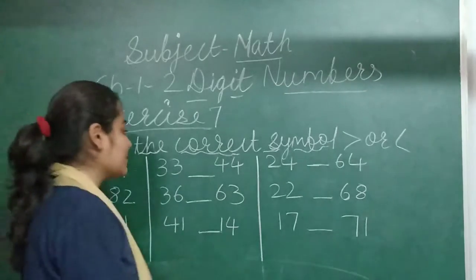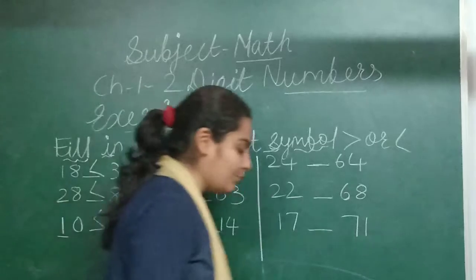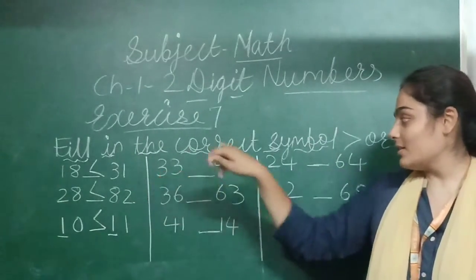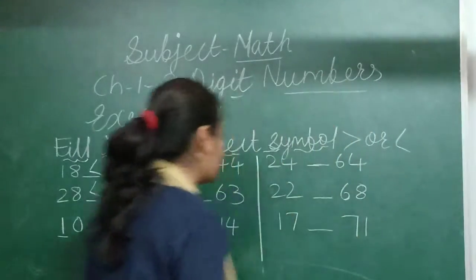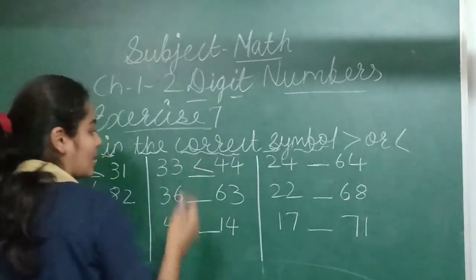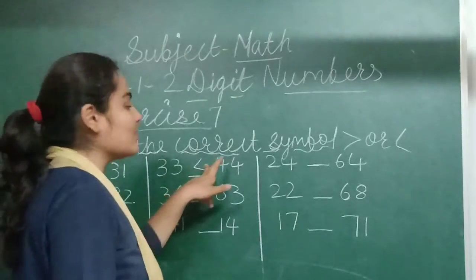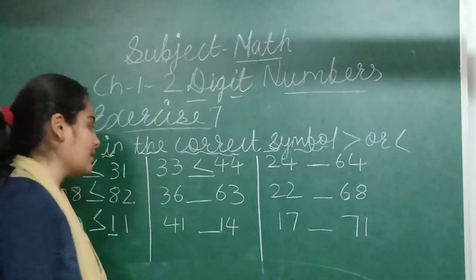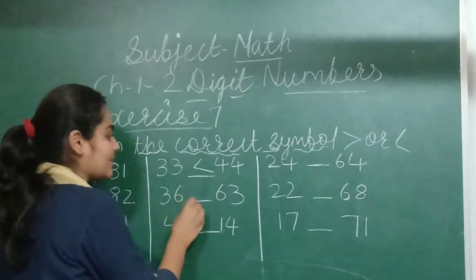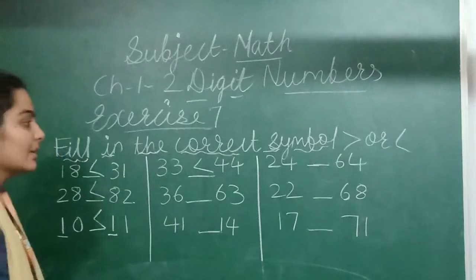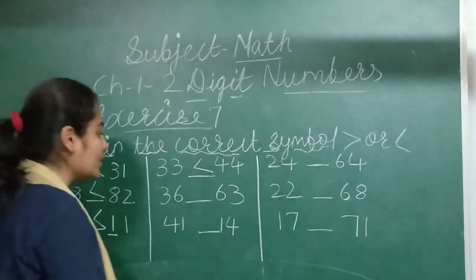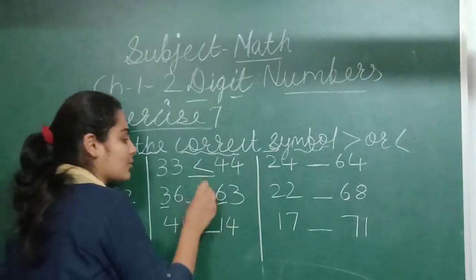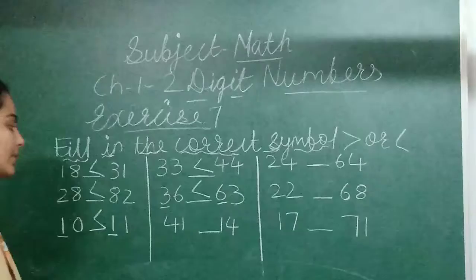Okay, next 33 and 44. On the tens digit, here 3 is there and here 4. So which number is bigger? 4. So we put the symbol on this side, on 44. Next example, 36 and 63. Here 3 is there and here 6. So which number is bigger? Of course 6. So we have to put the sign on this side.